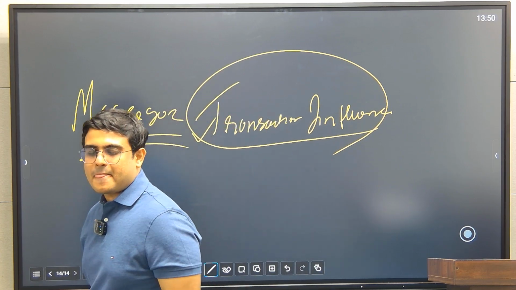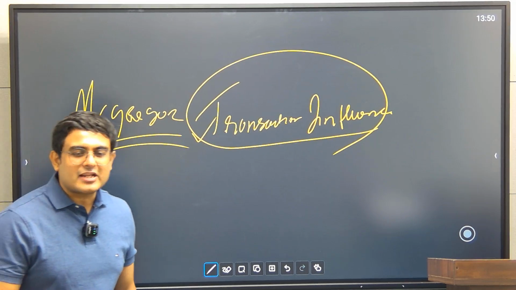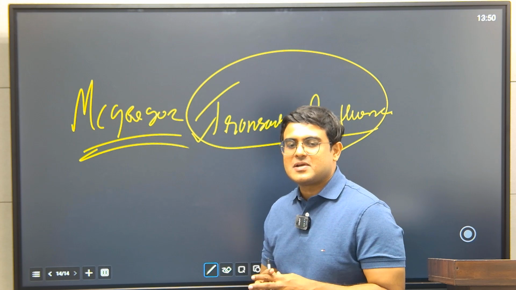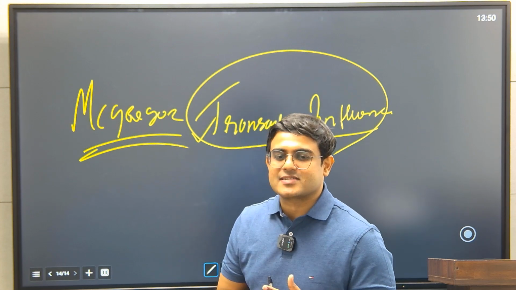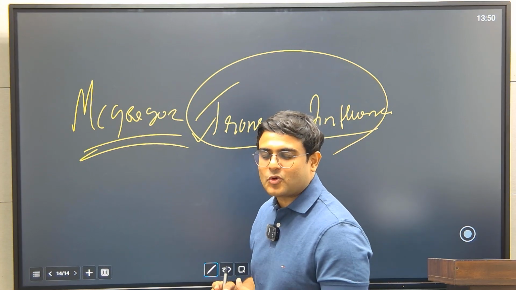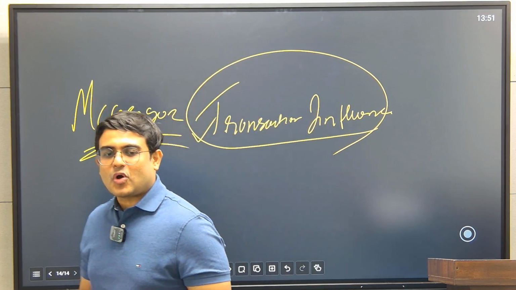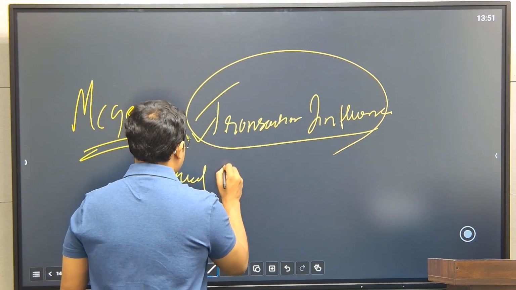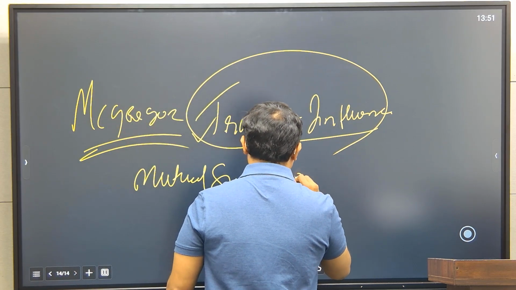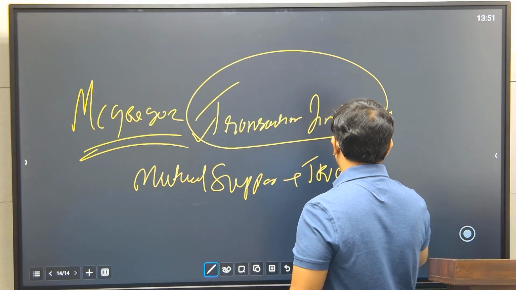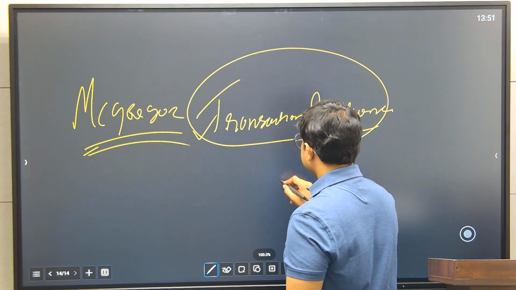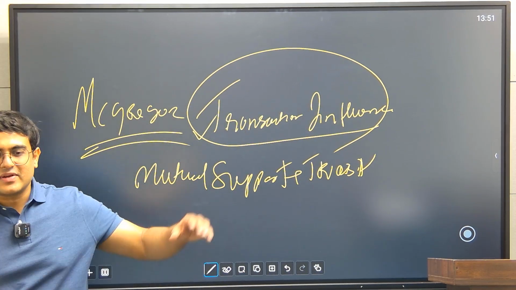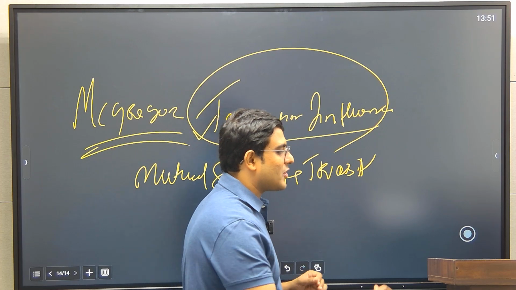What McGregor says is that the manager will not wield authority in the traditional sense, but will influence the people of the organization by way of mutual support and trust. On the basis of trust and mutual support, authority will be followed or accepted. So mutual support plus trust, then only authority will be accepted. This will happen when mutual support and trust are there in the organization.